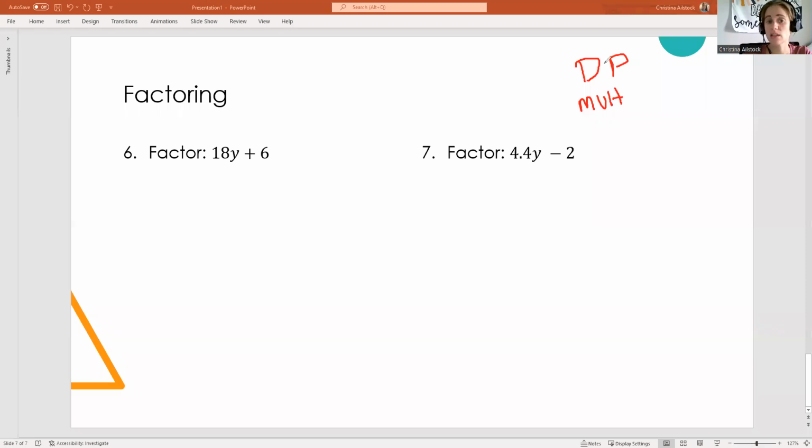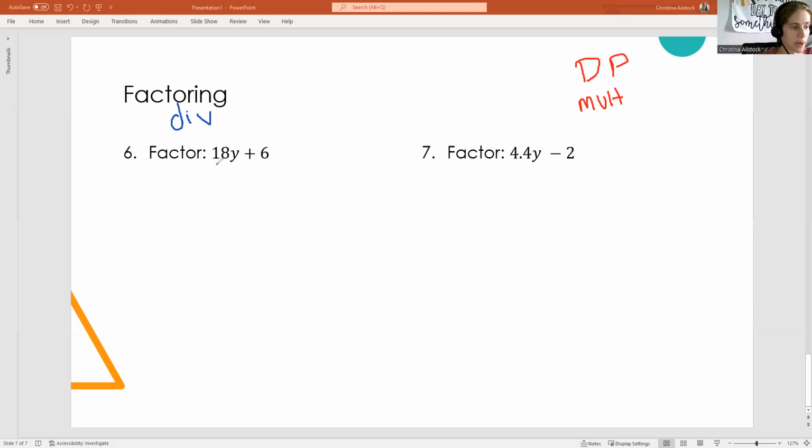There we go. When we did the distributive property a moment ago, the way that we distributed was we multiplied. Well, if factoring's the opposite of that, the opposite of multiplication is division. So in order for us to factor something, we are going to end up dividing. So if we look at number 6 here, we are being told to factor 18y plus 6. Our first step is we need to identify what we're factoring by. We need to identify our GCF, the greatest common factor.